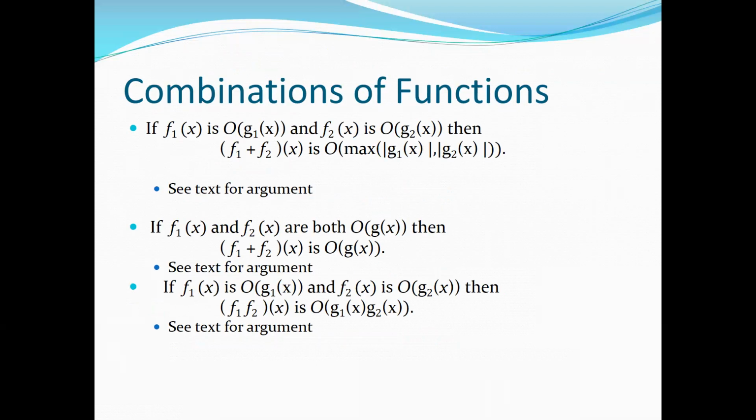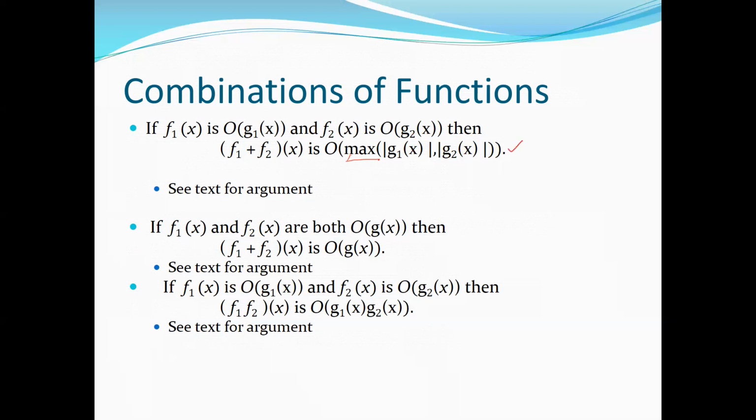Combinations of the functions. If we have more functions, we can combine them in order to find the order of growth. For example, you have f1(x) that is big O of g1(x), and we have another function f2(x) that is big O of g2(x). Then if we want to combine these two functions in terms of f1 plus f2 of x, it will be big O of what, g1(x) or g2(x)? Obviously, the maximum of these two. Since big O is the upper bound, the maximum value, if we combine f1 plus f2, they will be big O of the maximum of g1(x) and g2(x).